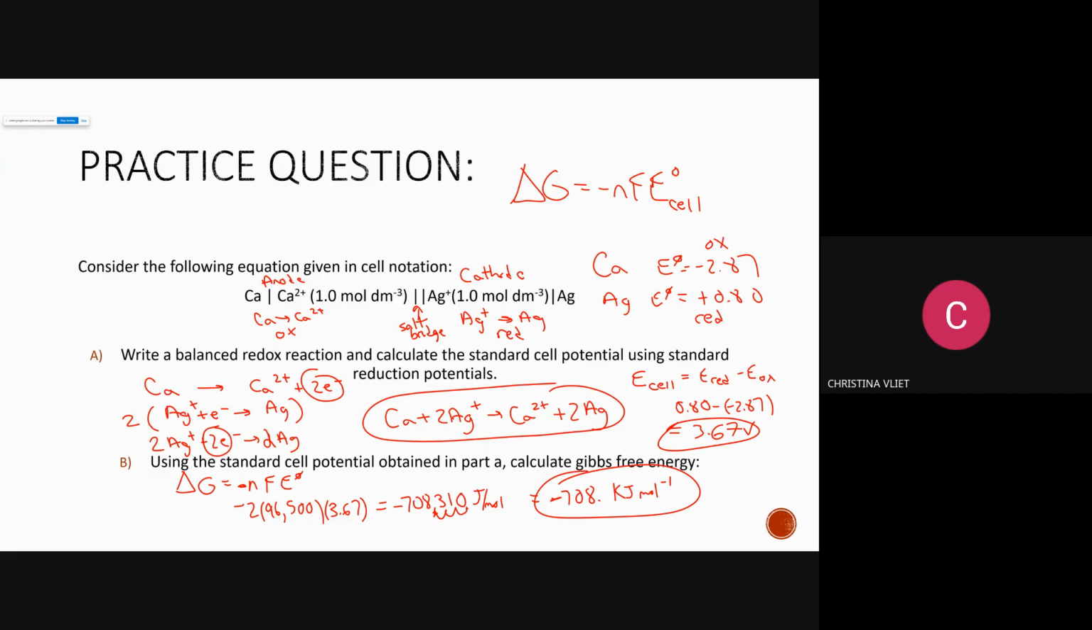3.67. Not 367 volts. My goodness. Think about a 9-volt battery. 367 volts would be putting a lot of energy through you.